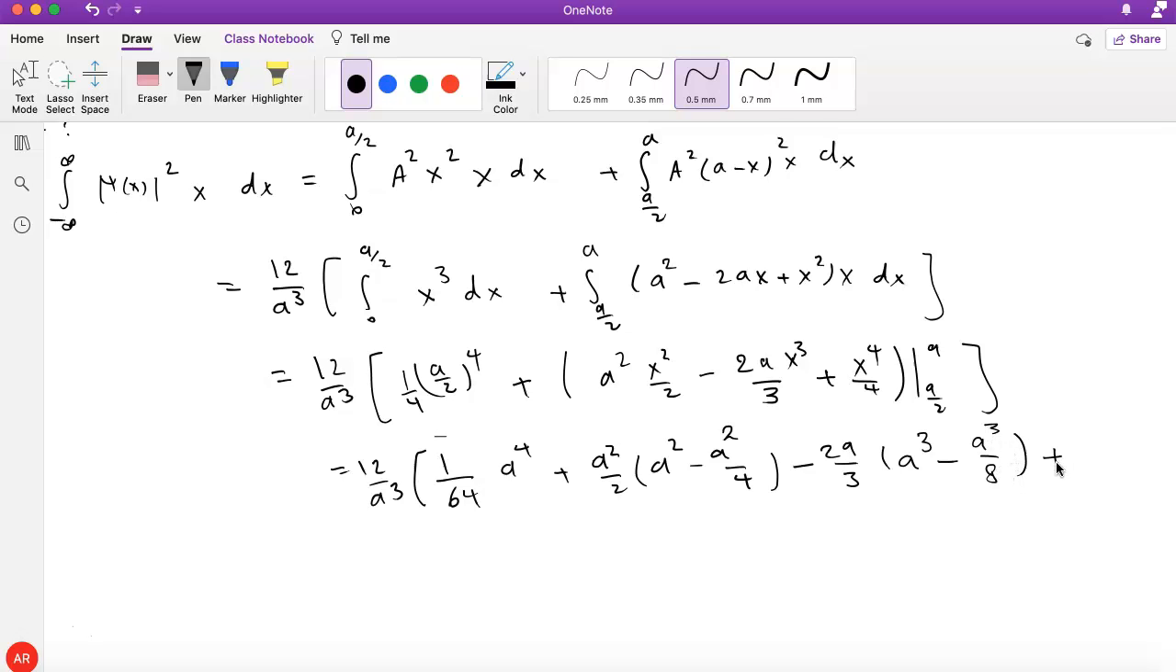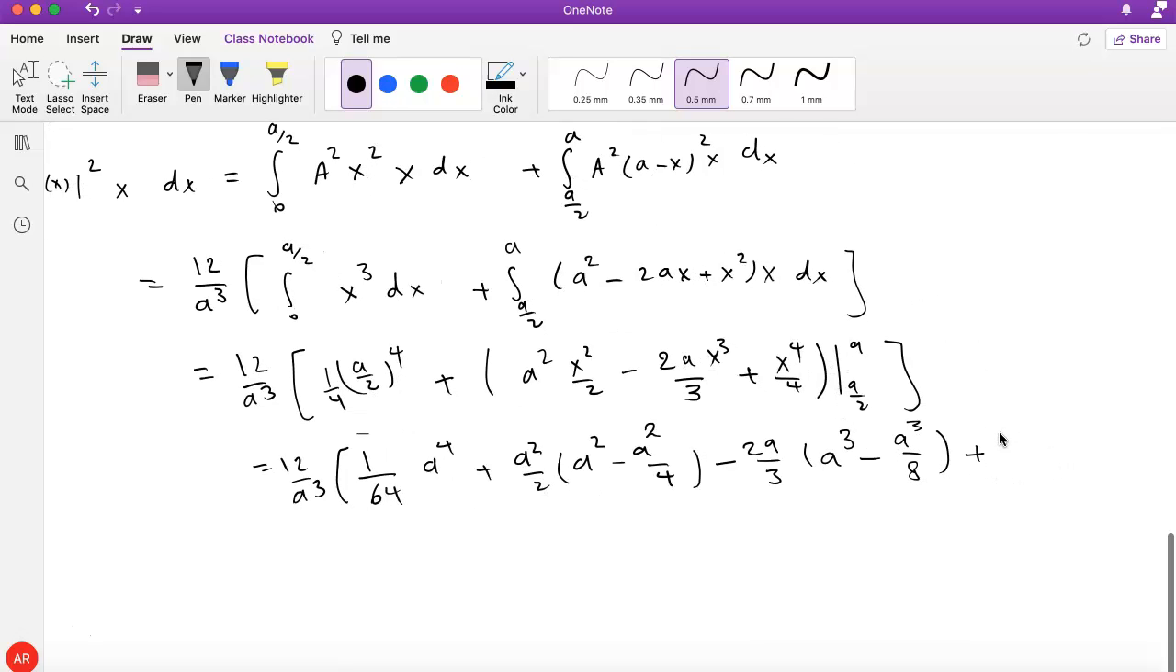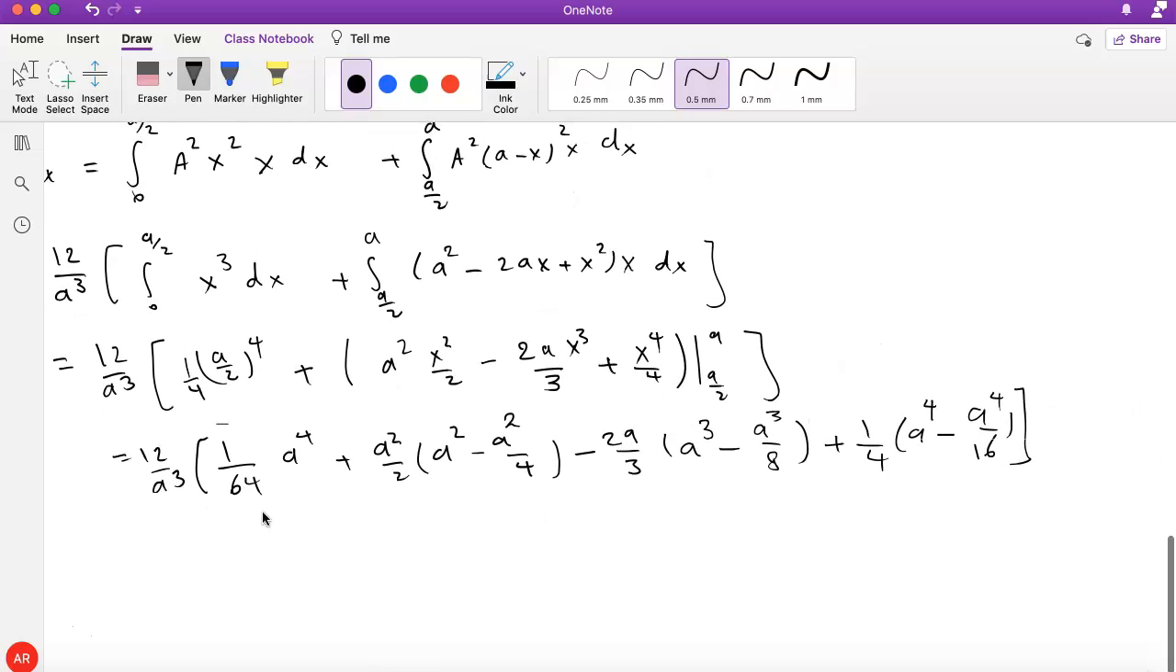And finally, I have a quarter a to the fourth minus a over 2 to the fourth, which is a to the fourth over 16, right? 2 to the fourth is 16. So that should be our answer.